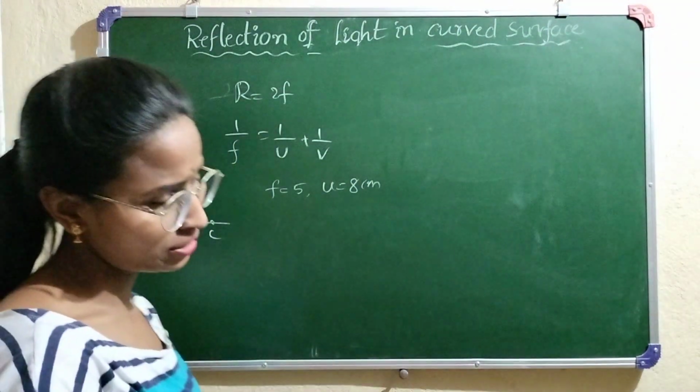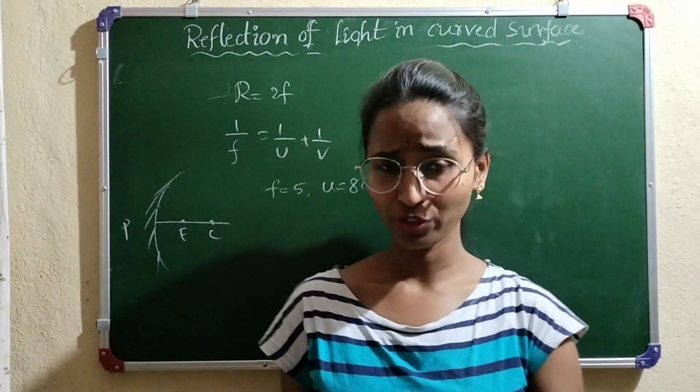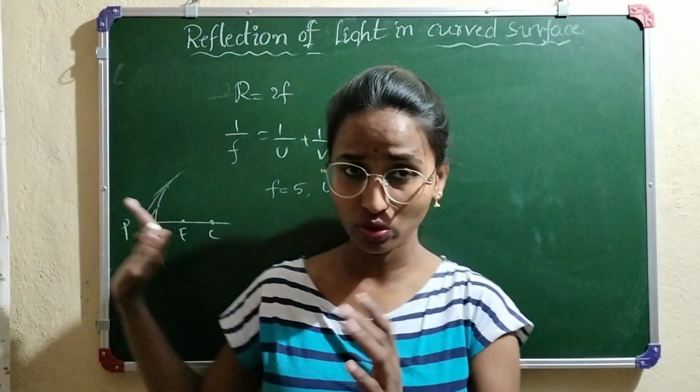They will ask the question: find the image distance for a concave mirror of focal length 5 centimeters.